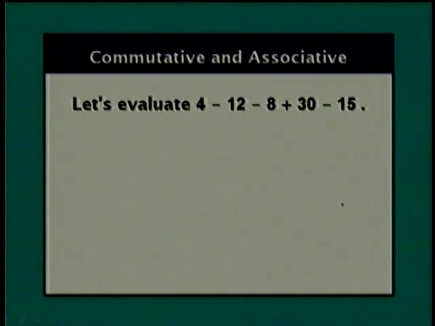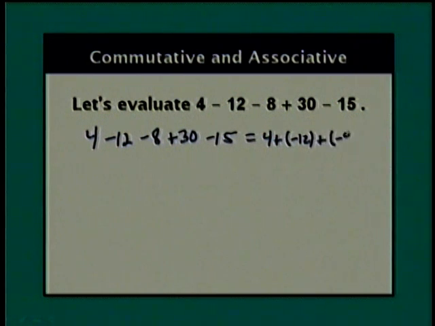Let's evaluate 4 minus 12 minus 8 plus 30 minus 15 using the commutative and associative properties. Now hopefully you're thinking, wait a second, you said that you can't use those properties when subtraction is involved. You're right, I can't. So the first thing I need to do is change this to a strictly addition problem. Let's take 4 minus 12 minus 8 plus 30 minus 15, and let's rewrite it as 4 plus negative 12 plus negative 8 plus 30 plus negative 15.